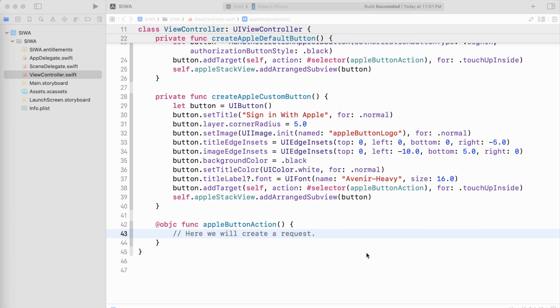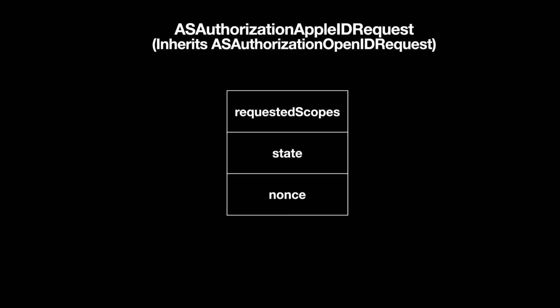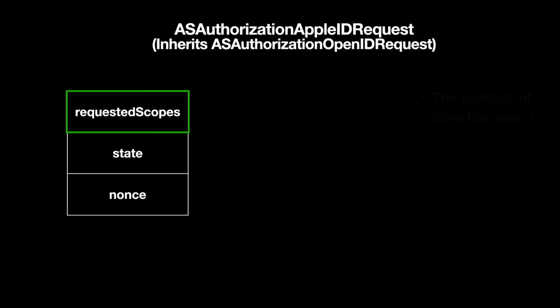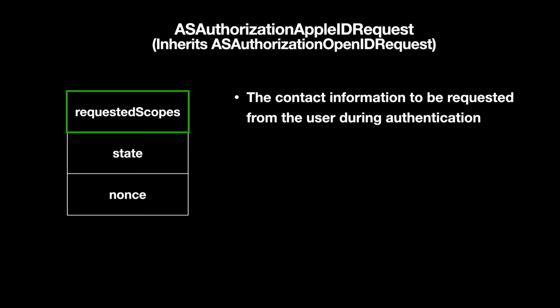Let us learn more about the ASAuthorizationAppleIDRequest. It inherits from ASAuthorizationOpenIDRequest. It has three important things: requestedScopes, state, nonce. The requested scopes is the contact information which is requested from the user during authentication, and the possible values are email and full name. We can set this requested scope array to empty as well, or we can just ask for email or full name or both of them.